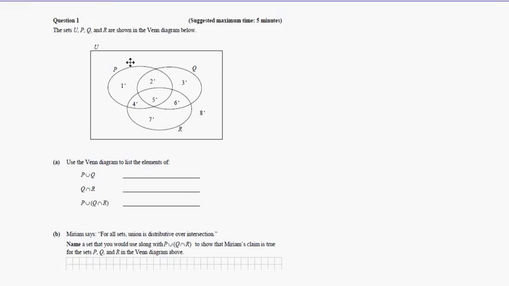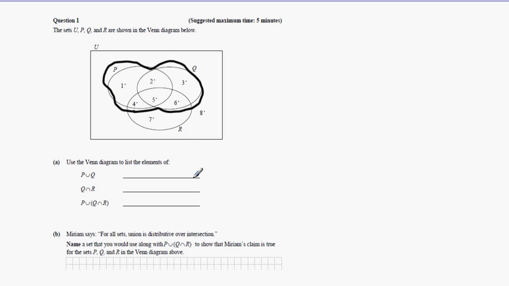Okay, so this is the 2015 paper 1, sample paper, so we're going to begin. Use the diagram to list the elements of P union Q. Now P union Q means everything inside P and Q. So it means everything inside this section I just drew in here.